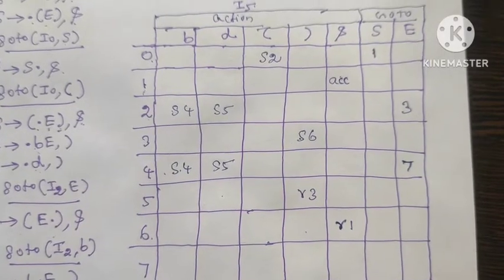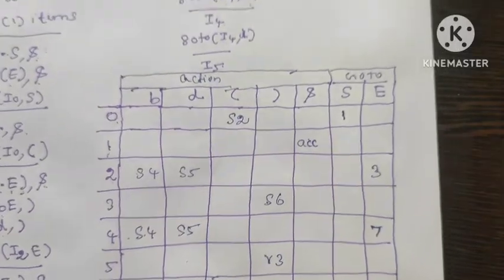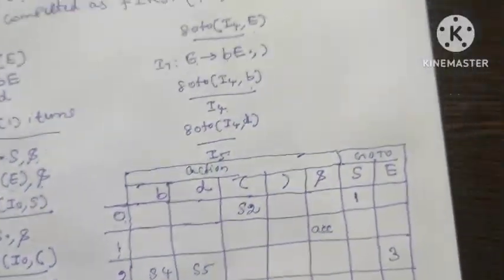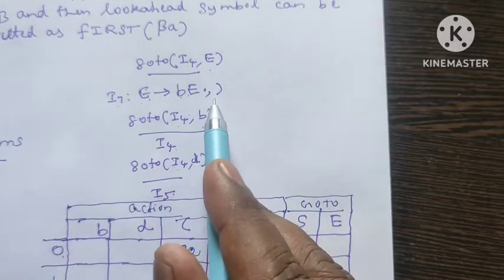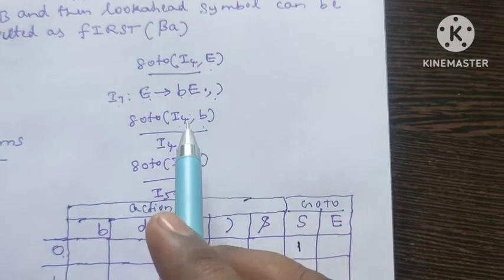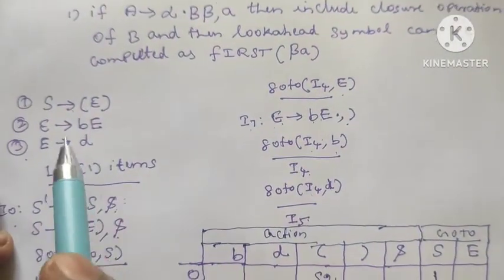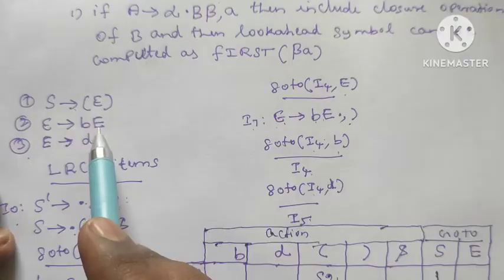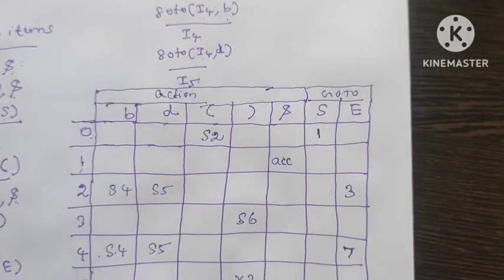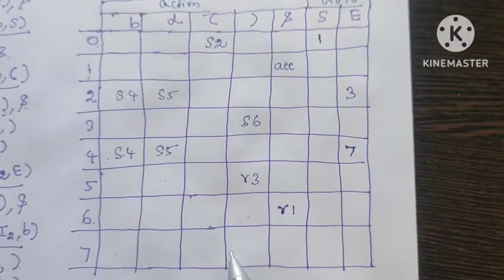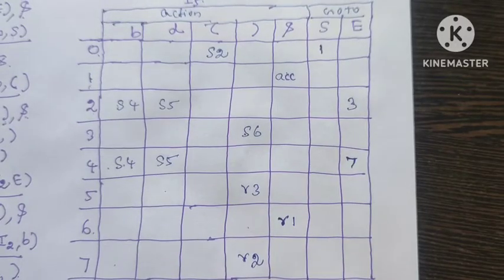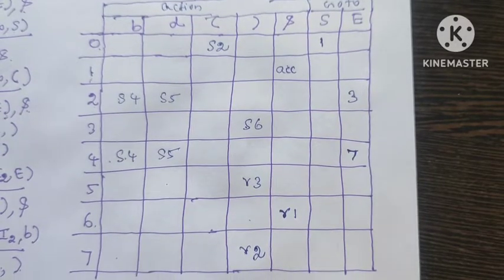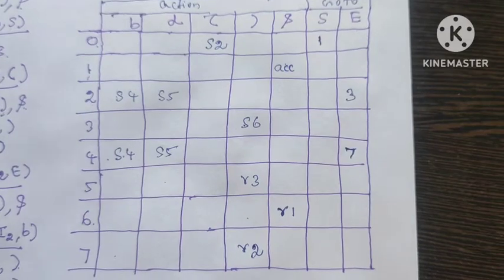Now come to I7. In I7 we have a production B tends to E dot. The dot is at the end and the lookahead symbol is close brackets. E tends to B dot is production number 2. So in item set 7 under close brackets, write it as R2. So that's about the way of filling the parsing table.